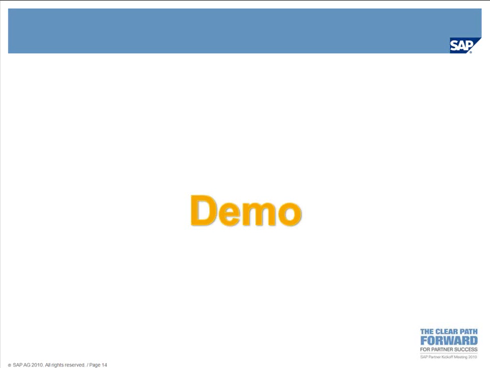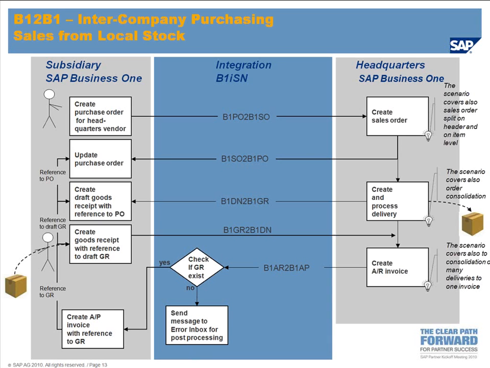And with that, I'm going to stop here and give you a demo going back to this slide, which will show us creating a purchase order in the subsidiary to generating the sales order in the headquarters. From the sales order, we'll create a delivery in the headquarters, and it will create back in the subsidiary a goods receipt PO.